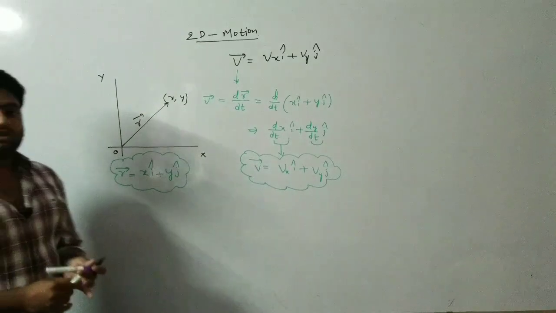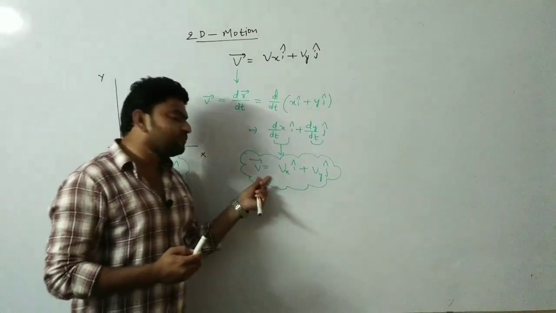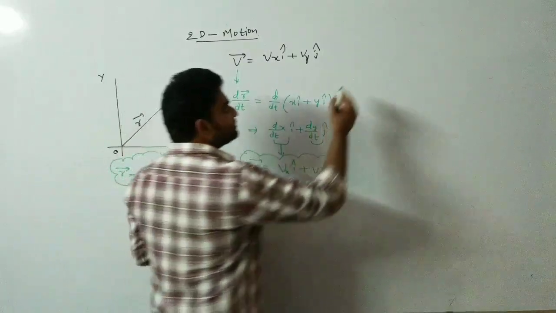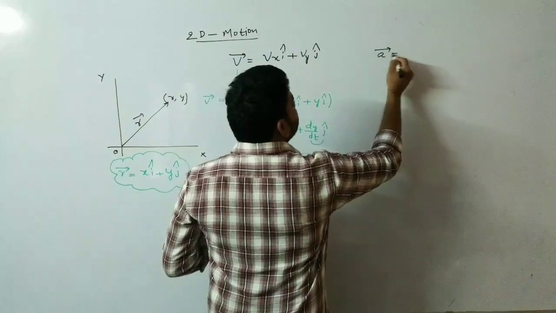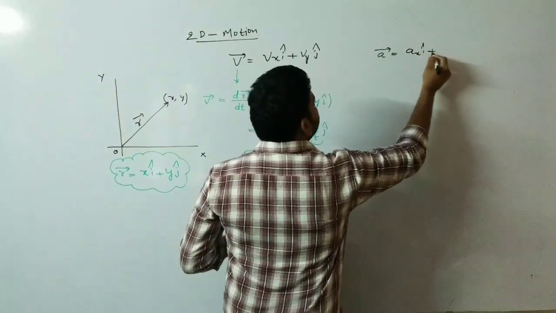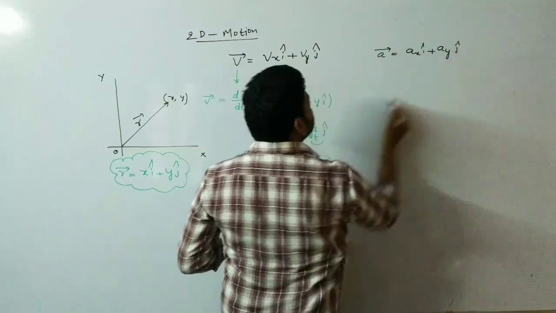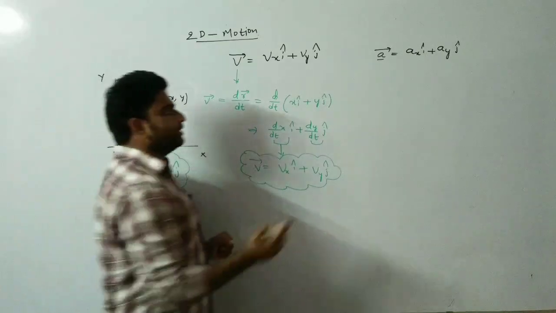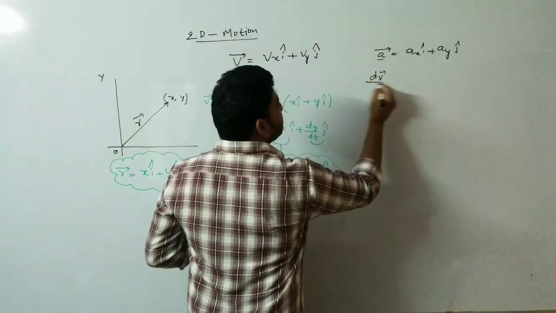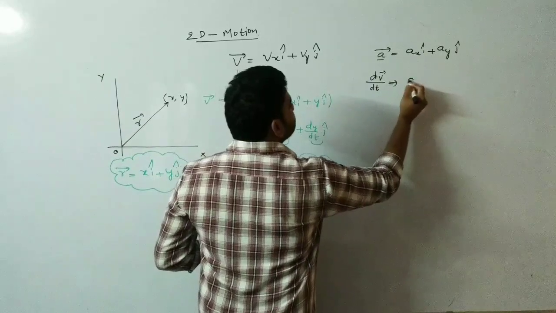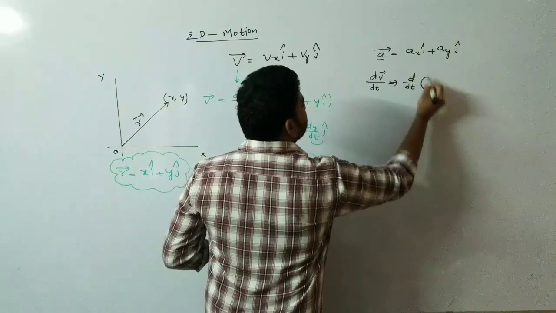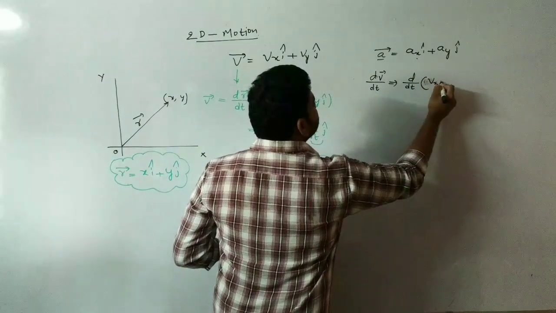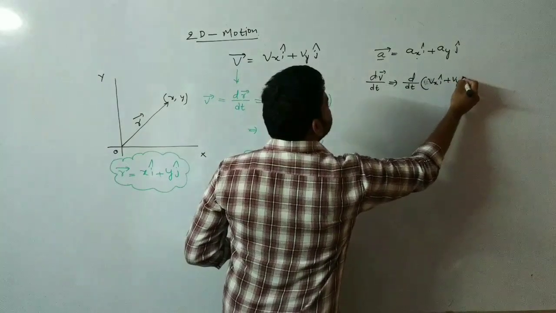And if you want to find the acceleration vector, again we have to differentiate the velocity with respect to time. That gives my acceleration. My acceleration vector can be written as ax into i cap plus ay into j cap. Acceleration is nothing but the derivative of velocity with respect to time, that is dv bar by dt, which equals d by dt of the velocity, that is Vx into i cap plus Vy into j cap.